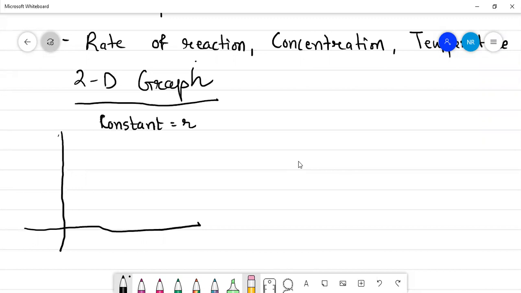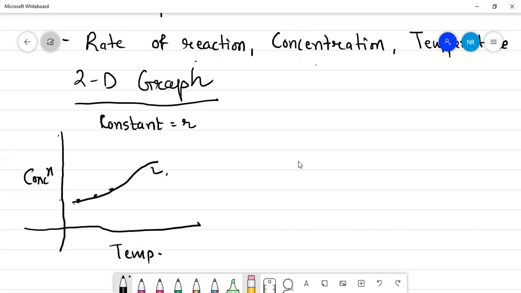So we draw a graph of concentration versus temperature. We take one rate of reaction: at that rate of reaction, what is the temperature and what is the concentration? At another rate of reaction, the temperature changes, so what will be the concentration? If we take one rate of reaction and different temperatures, we get different values of concentration, and maybe we get a graph like this.